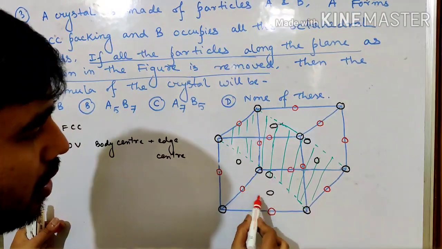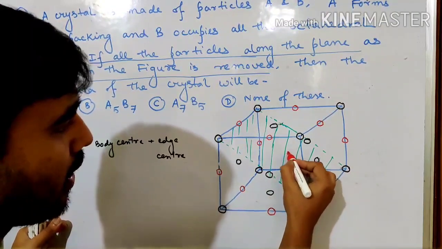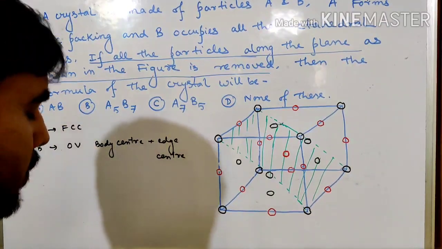So you can see there are 12 edge centers and one atom at the body center. Now carefully see.